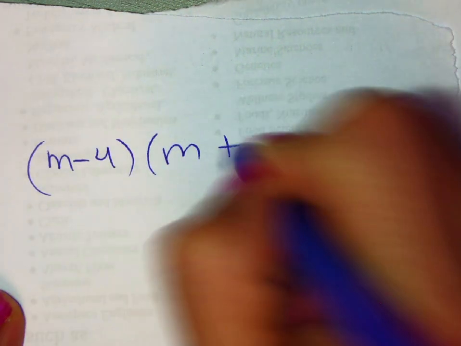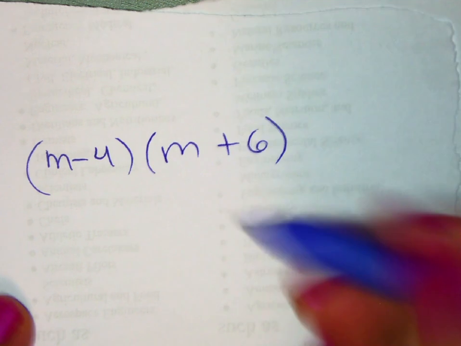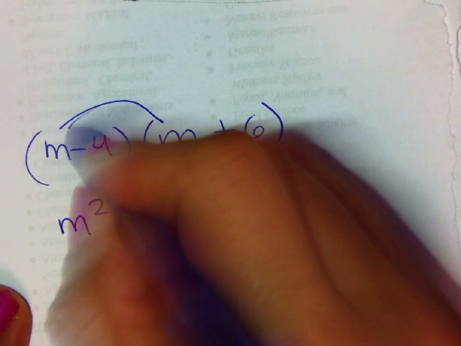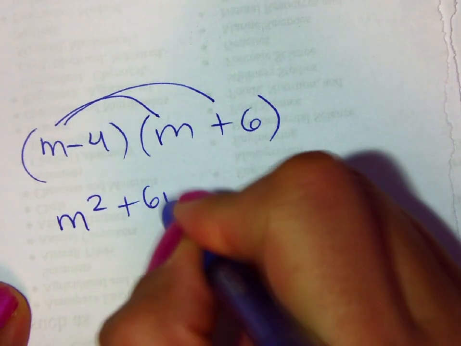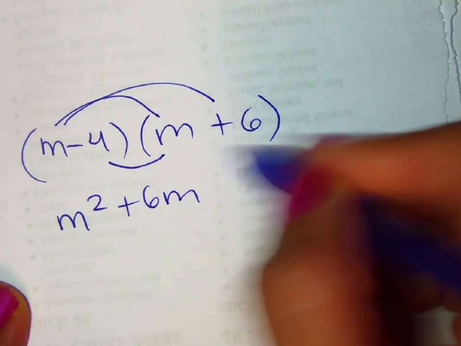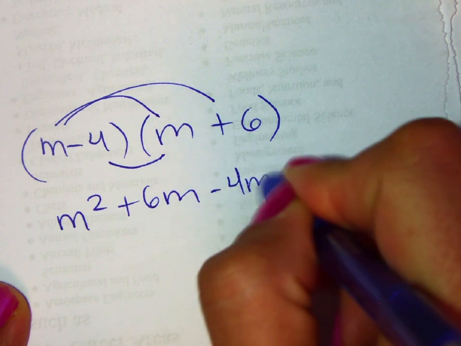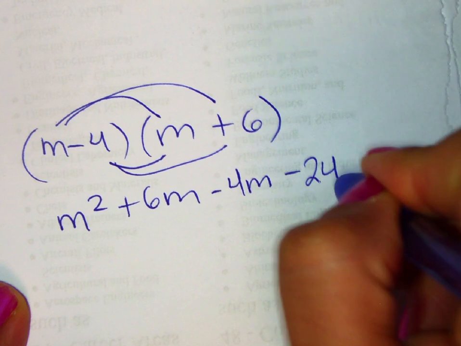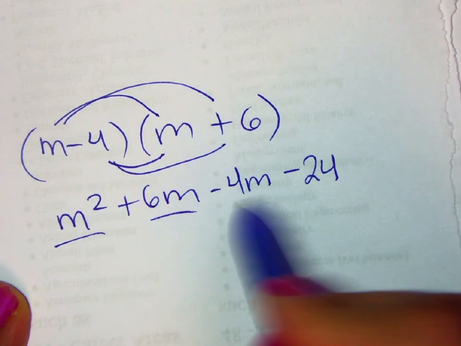Here is an example: m minus 4 times m plus 6. If you multiply this, you'll have m times m, which is m squared. And then m times 6, which is 6m. And then negative 4 times m, which is negative 4m. And then negative 4 times 6, which is negative 24. So you end up with 4 terms.